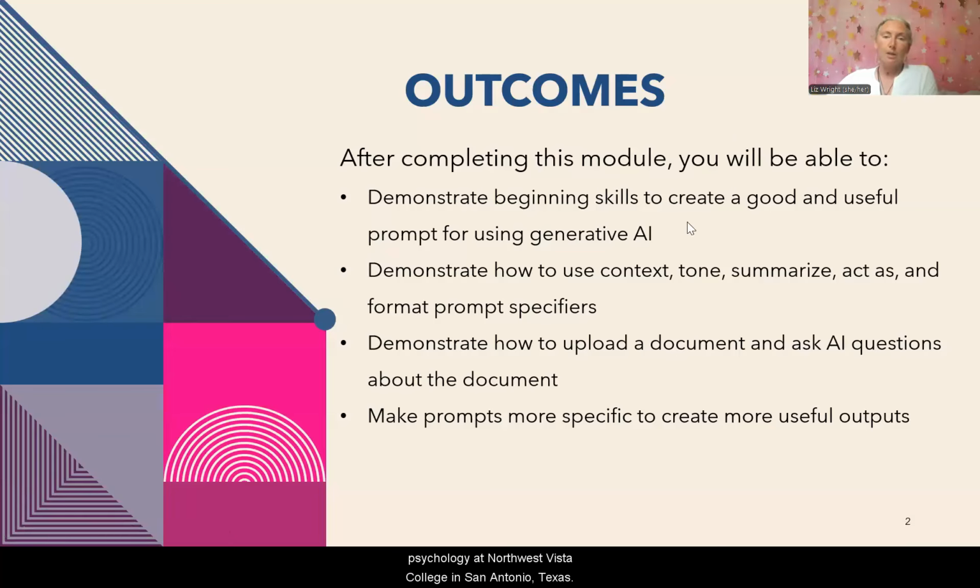And so today our learning outcomes are going to relate to basically creating and using prompts in AI. So we will learn to demonstrate beginning skills to create a good and useful prompt for using generative AI. We're going to demonstrate how to use context, tone, summarize, act as, and format prompt specifiers. We are going to demonstrate how to upload a document and ask AI questions about the document. And then we will be looking at how to make prompts more specific in order to create more useful outputs.